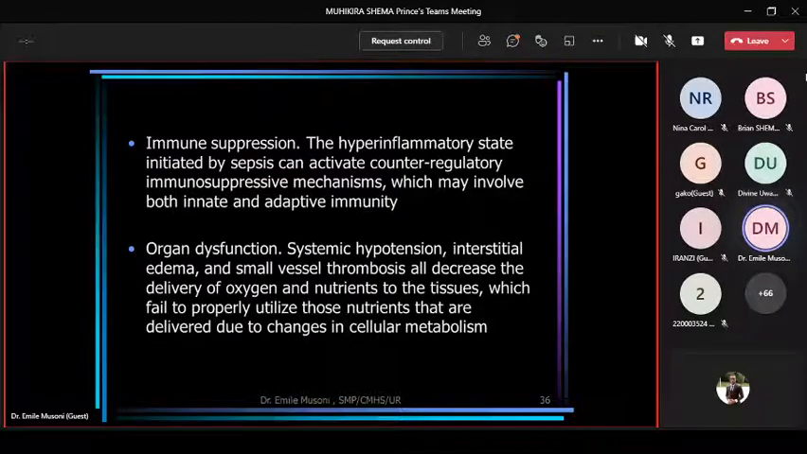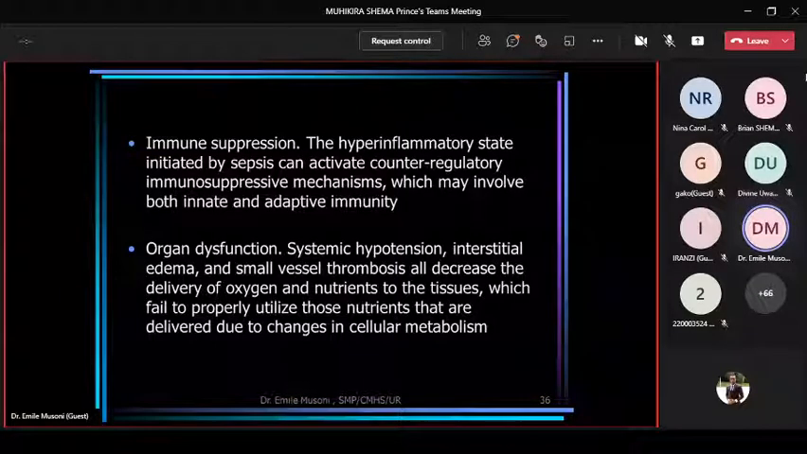It will also cause immunosuppression. There will be organ dysfunction due to systemic hypotension. Then there will be interstitial edema and small vessel thrombosis, which will decrease the delivery of oxygen and nutrients to the tissue.